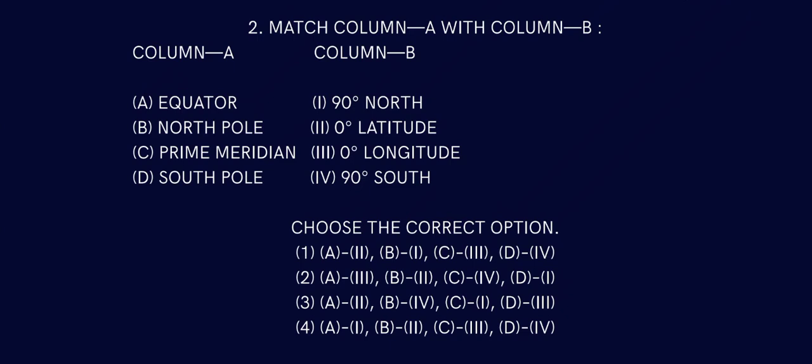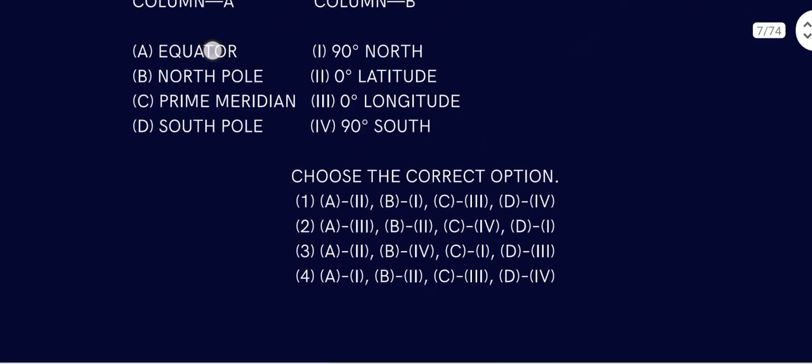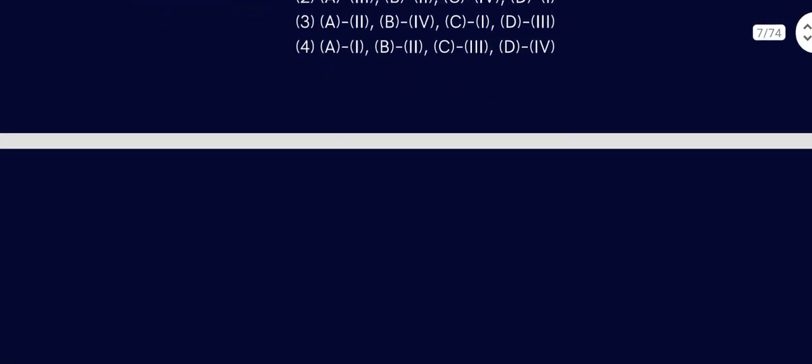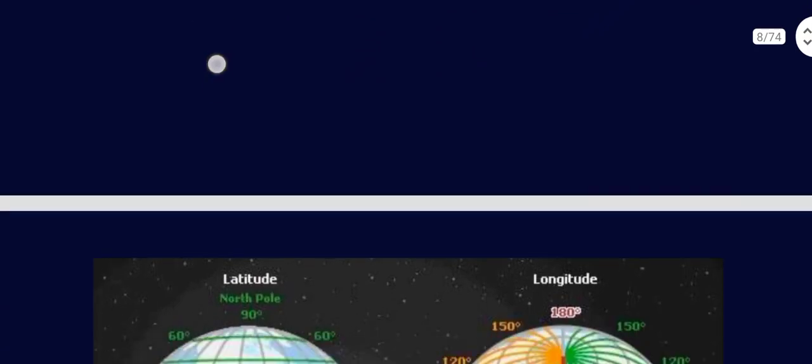North Pole is 90 degree north latitude, and prime meridian is obviously 0 degree longitude, and South Pole is 90 degree south. So yes, that is south, and that is why it's South Pole. So the answer is number 1.